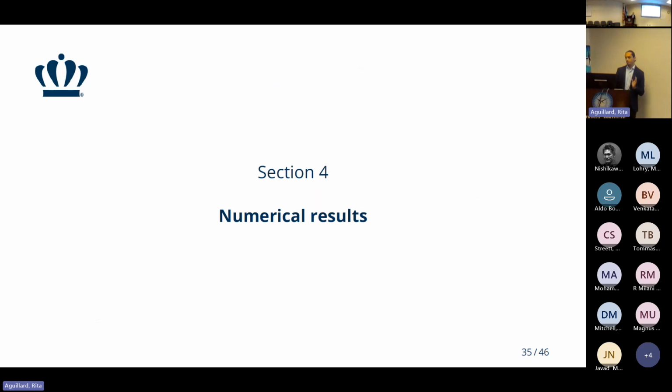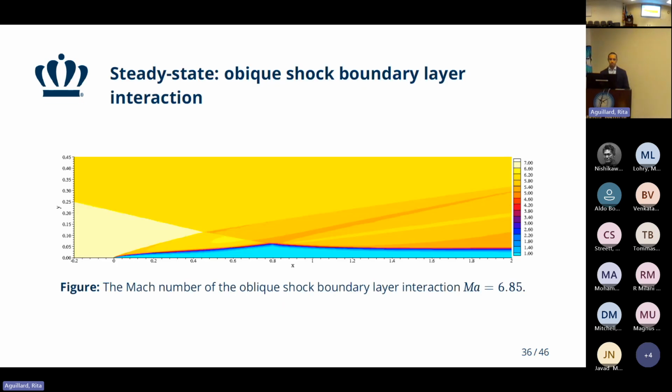So with that, let's get to some numerical results. And we'll begin by discussing the steady state case. This is the oblique shock boundary layer interaction. And simply we have this supersonic flow coming in at an angle. Is the cursor showing? Okay, coming in at an angle from here. And it interacts with this boundary layer, and it forms this kind of a bubble in here. So this is the steady state solution.